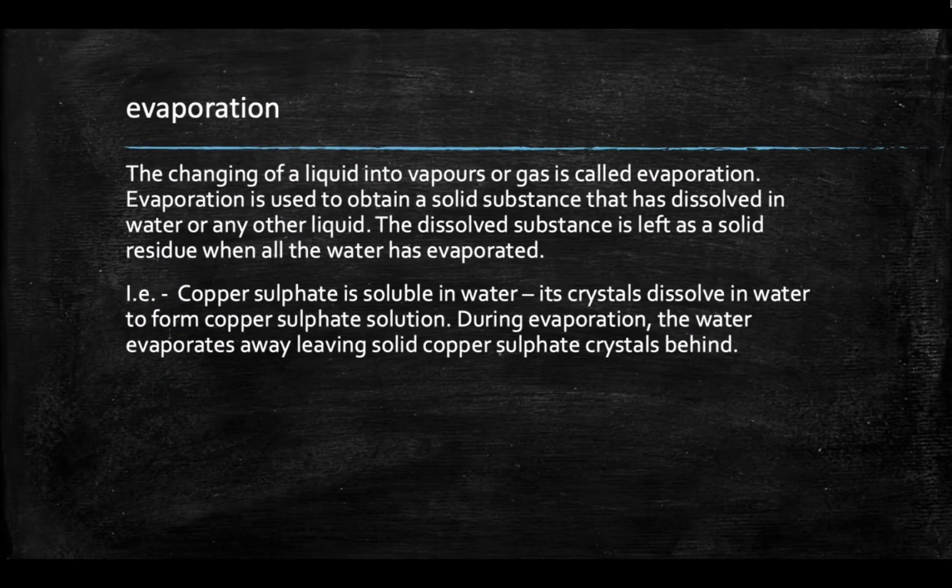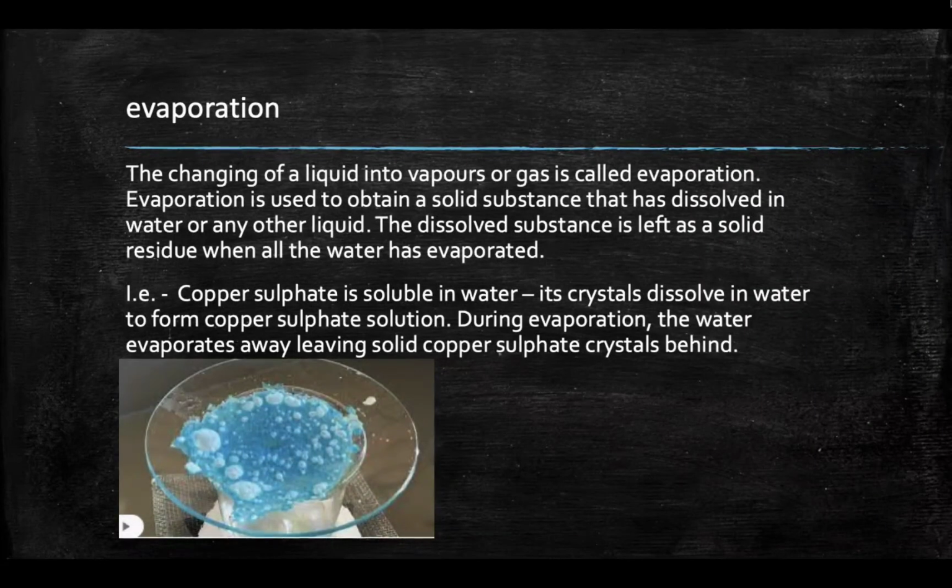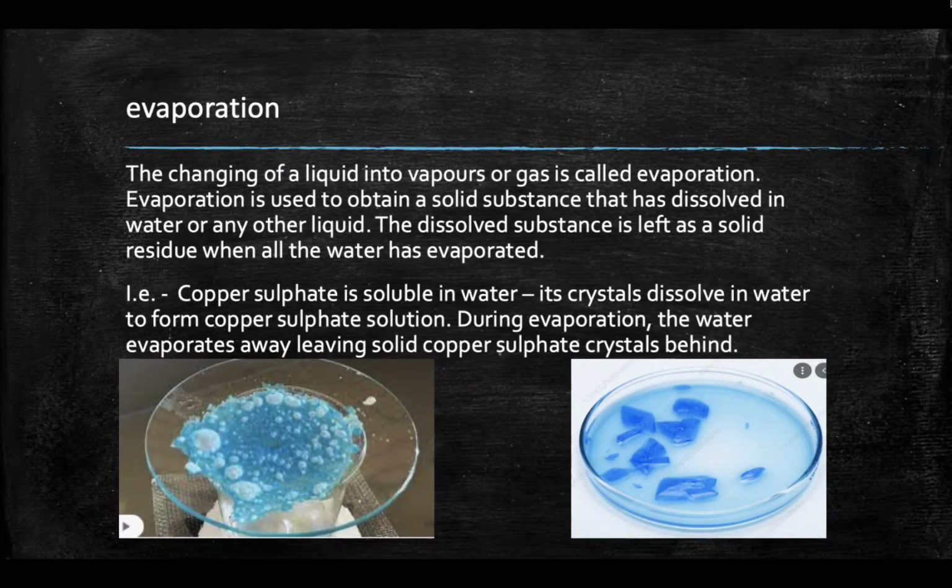Evaporation. The changing of a liquid into vapors or gas is called evaporation. Evaporation is used to obtain a solid substance that has dissolved in water or any other liquid. The dissolved substance is left as a solid residue when all the water has been evaporated. Copper sulfate is soluble in water. Its crystals dissolve in water to form copper sulfate solution. During evaporation, the water evaporates, leaving behind solid copper sulfate crystals. In the picture given here, you can see beautiful copper sulfate crystals in the petri dish.